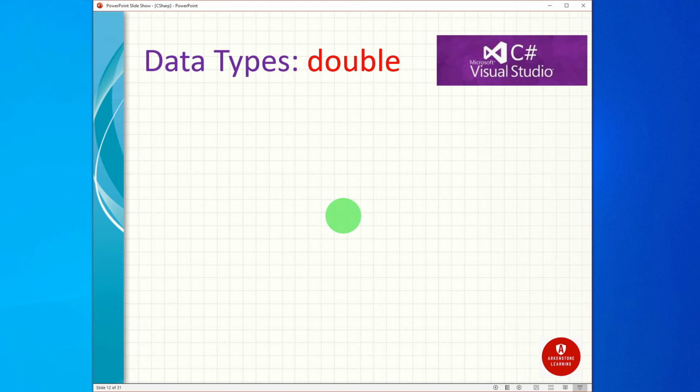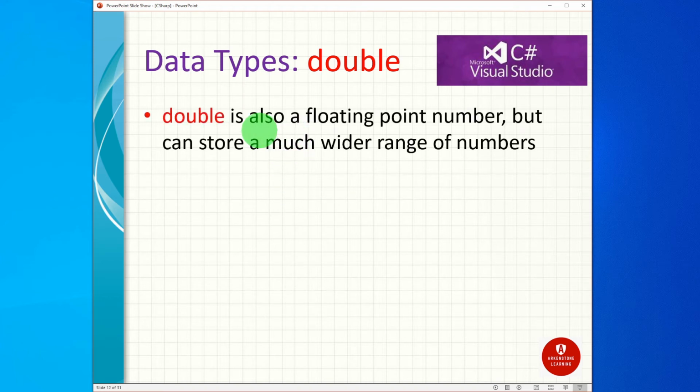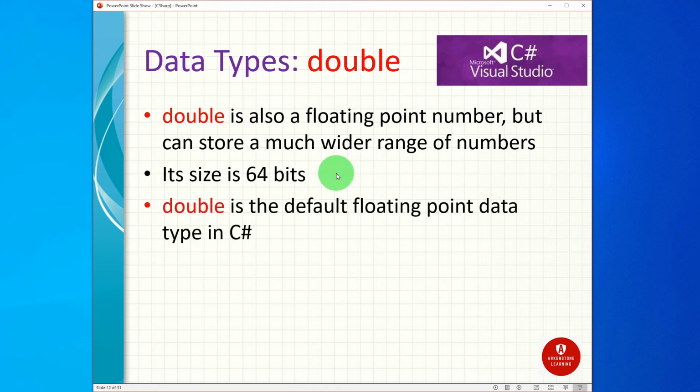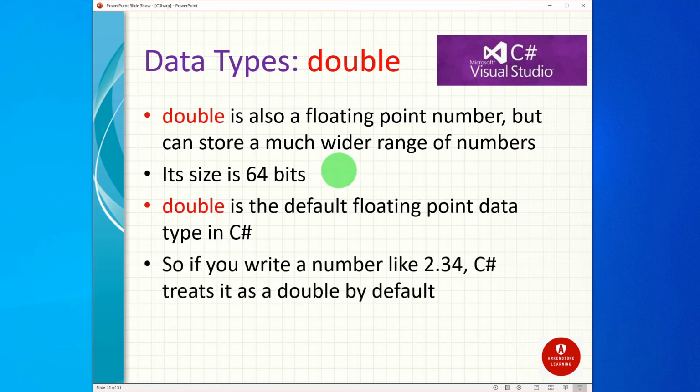The next data type is double. Double is also a floating point number but can store a much wider range of numbers. Its size is 64 bits as compared to the float, which has got 32 bits, because it can store a wider range of numbers. Double is the default floating point data type in C Sharp. What that means is if you write a number like 2.34, C Sharp will treat it as a double by default.